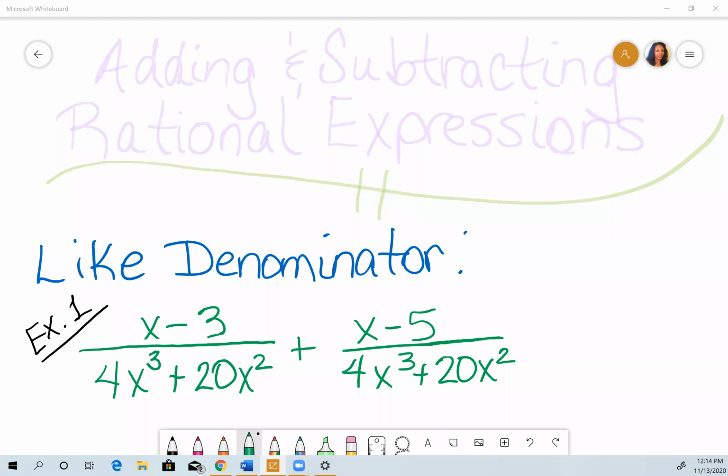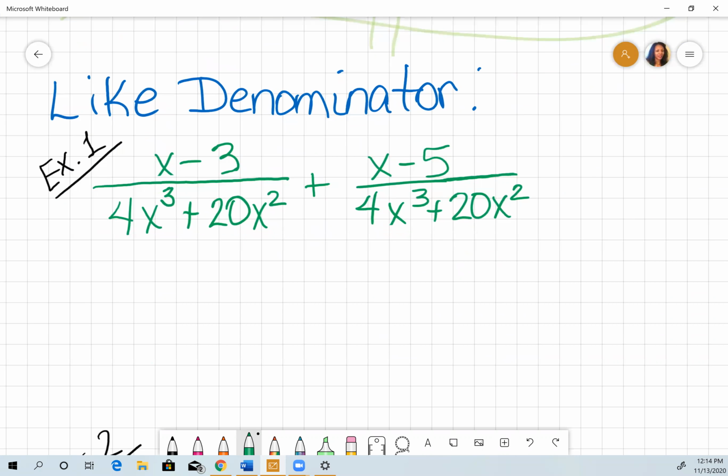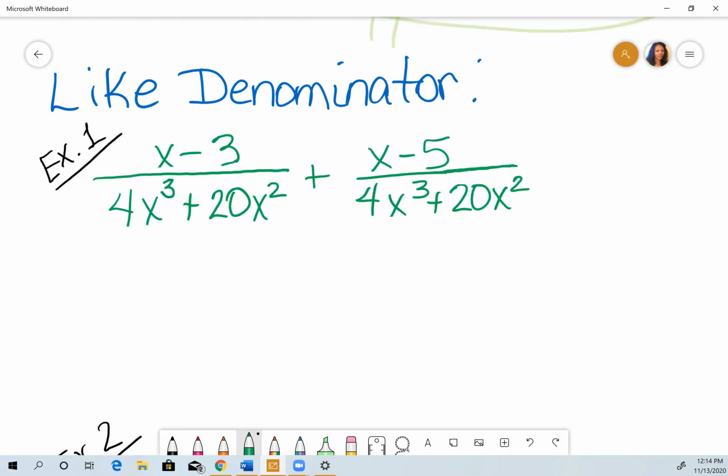So we're going to add and subtract rational expressions, starting with like denominators, meaning that at the bottom of my fraction, both expressions are exactly the same. If that happens for me, what I like to do is just go ahead and combine them and place them into one fraction. So I'm going to have one big fraction bar. And since they both have 4x cubed plus 20x squared, that's what I'm going to write on the bottom.